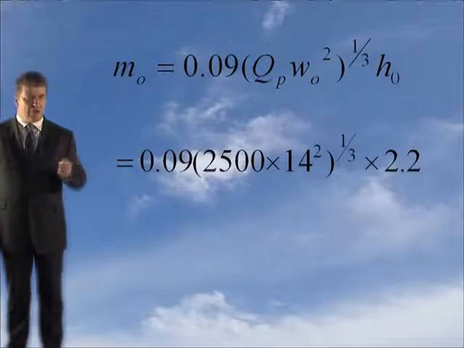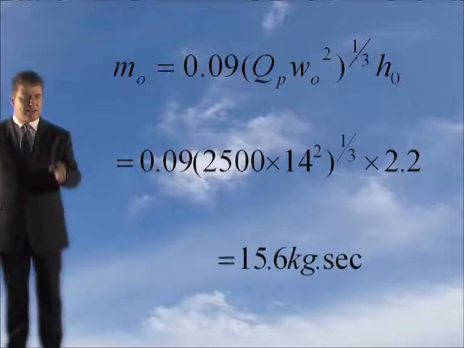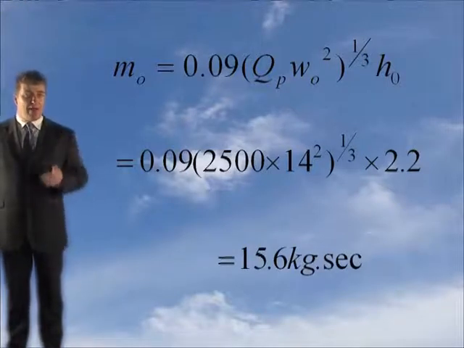So let's put in our known variables, and what you'd have got is an MO, a mass flow rate of smoke out the opening of 15.6 kilograms a second. That's how much smoke will be flowing out of that opening.